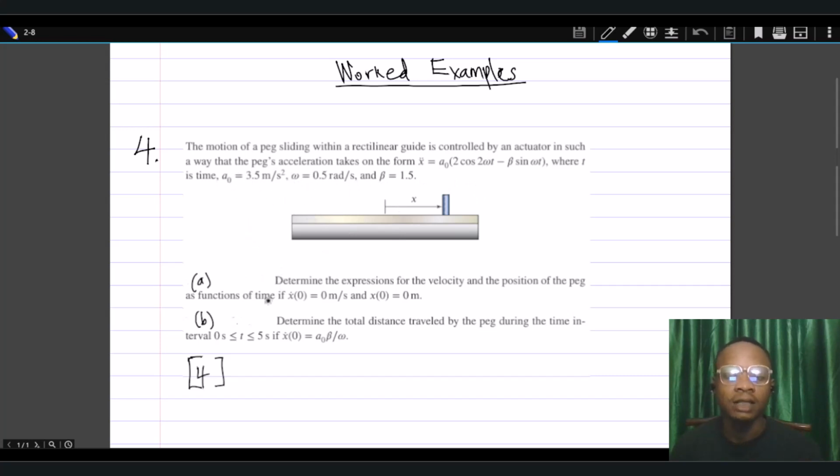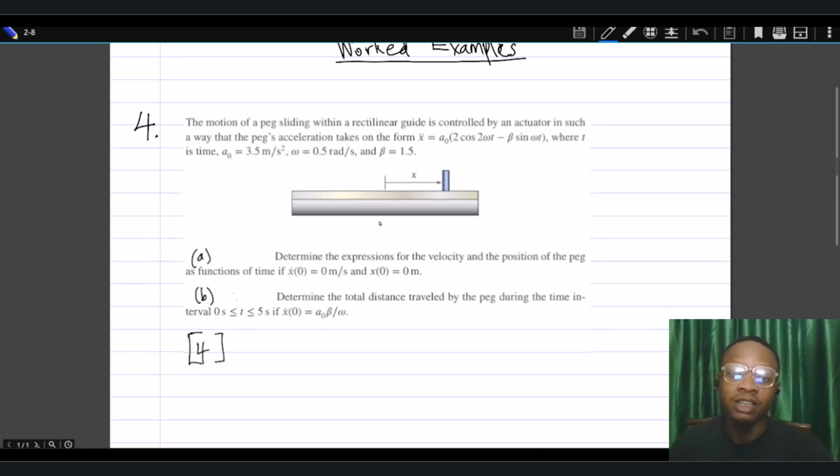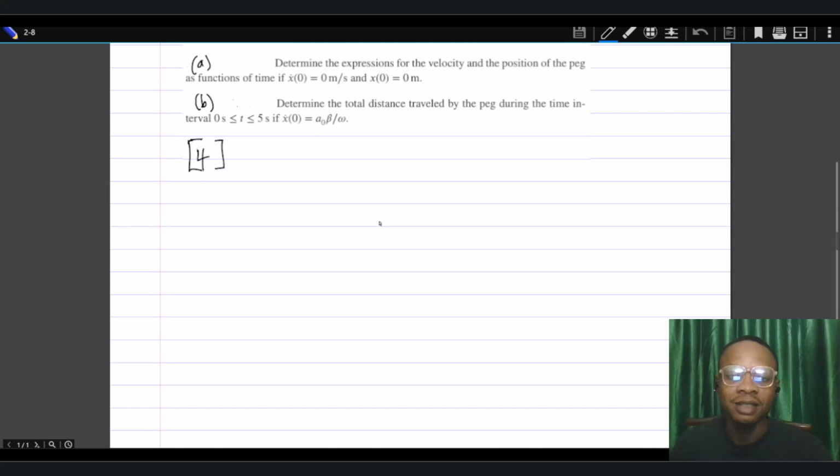The B part says we should determine the total distance traveled by the peg during the interval from 0 to 5 seconds, if, in this case, the initial velocity, this is x dot at 0, is a naught beta over omega. So let's go ahead and deal with this problem now, having interpreted all the necessary things here.